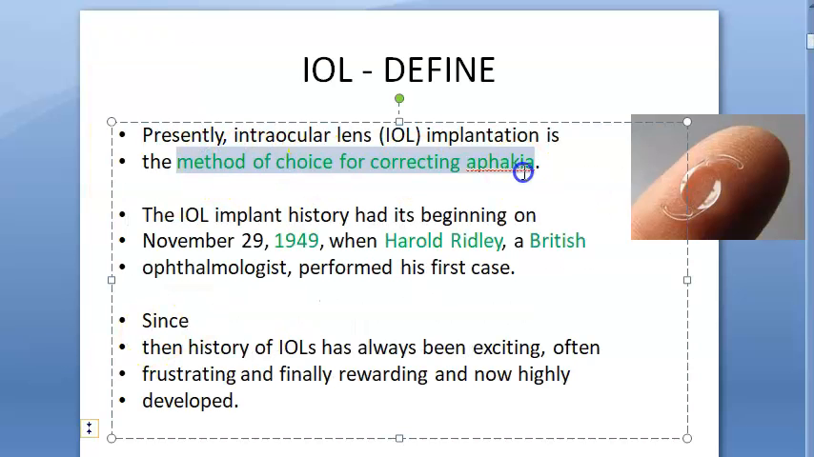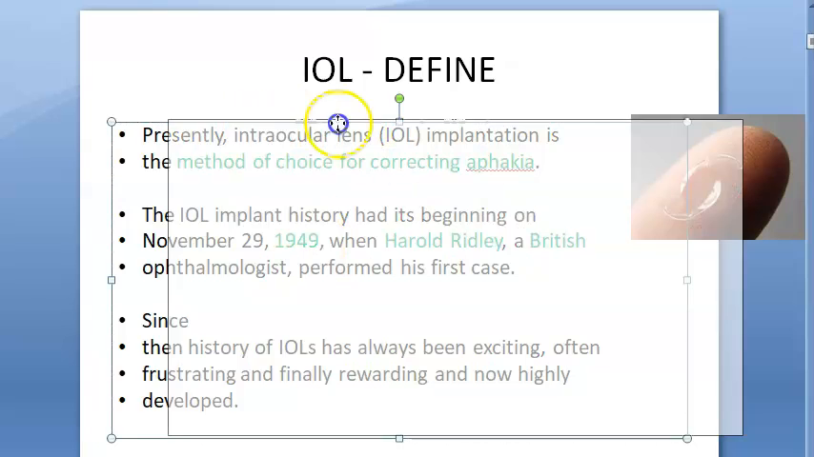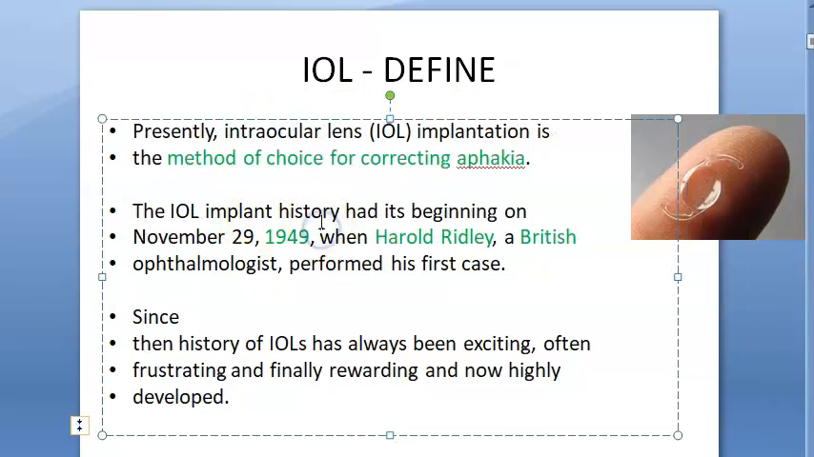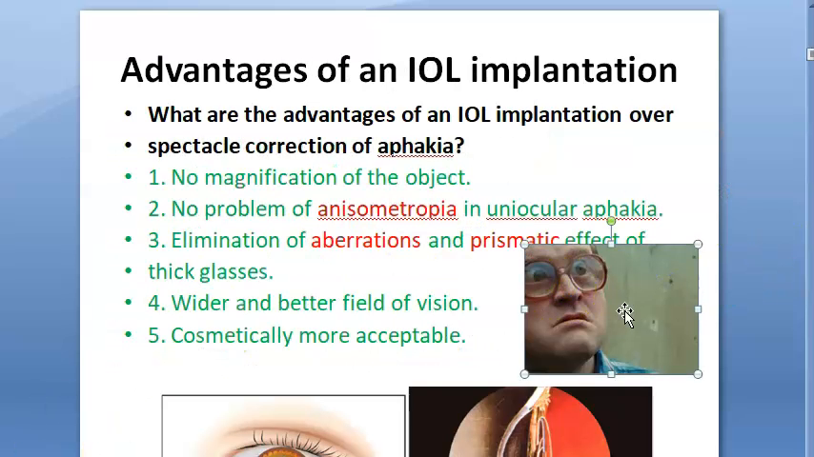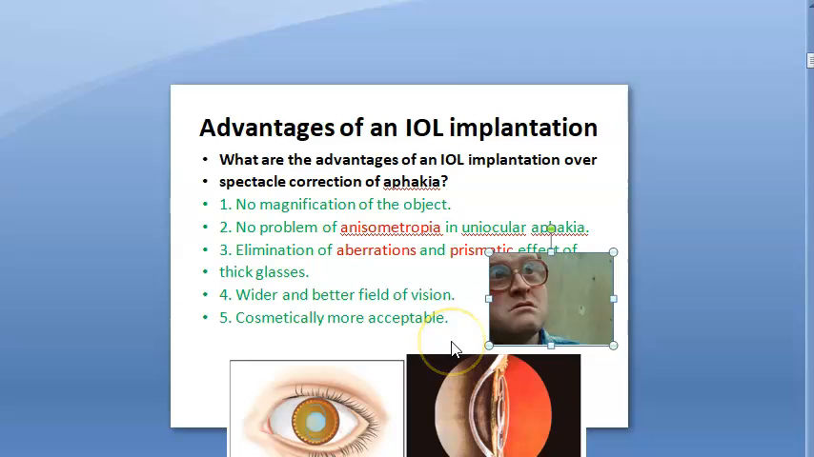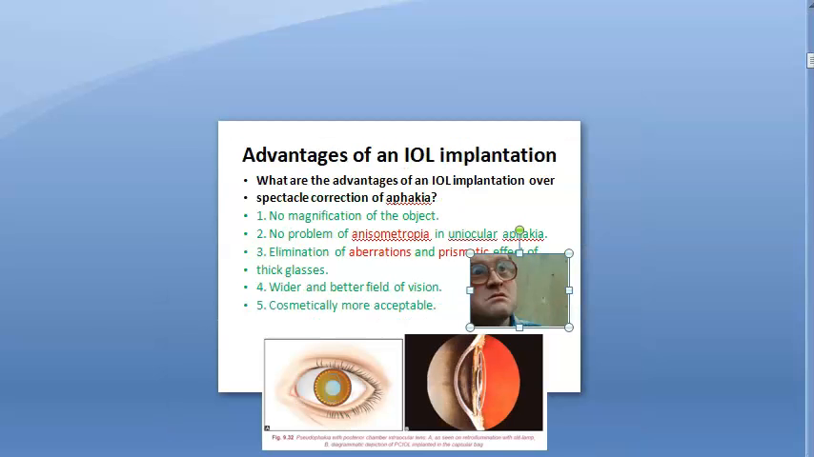So basically it's the method of choice for correcting aphakia. They will implant an intraocular lens. It was first done in 1949 by Harold Ridley, a British ophthalmologist. If you have to correct aphakia with glasses, you will have to give very thick glasses that can cause magnification of the object, anisometropia, aberrations, prismatic effect, etc. So they are giving an intraocular lens so that the person will not have all these and will have better and wider field of vision, cosmetically more acceptable, and no magnification of the object.